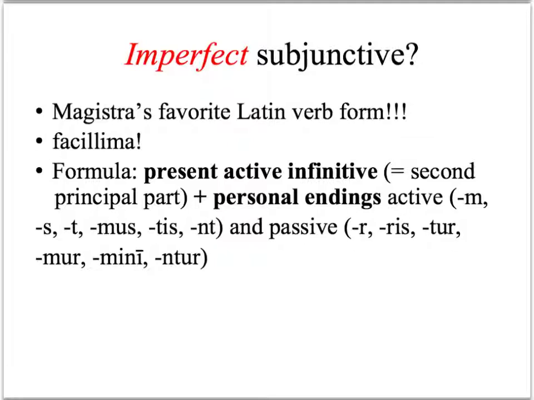Imperfect subjunctive, you say? This is my all-time favorite Latin verb form because it is facillima, very, very easy. Take the present active infinitive, also known as the second principal part, the one that usually ends in -re, and then add the personal endings, -m, -s, -t, -mus, -tis, -nt, for active, or the passive endings, the same ones that we've been using: -r, -ris, -tur, -mur, -mini, and -ntur.